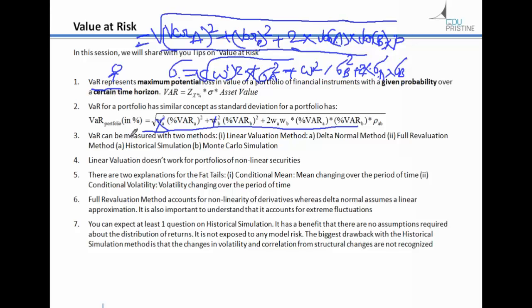VAR can be measured with two methods, that is the linear method and the full revaluation method. If I break it down, it is the delta normal VAR, historical VAR, and the Monte Carlo simulation VAR. Linear valuation does not work for portfolios of non-linear securities, that is, the delta normal VAR is not helpful for non-linear securities.